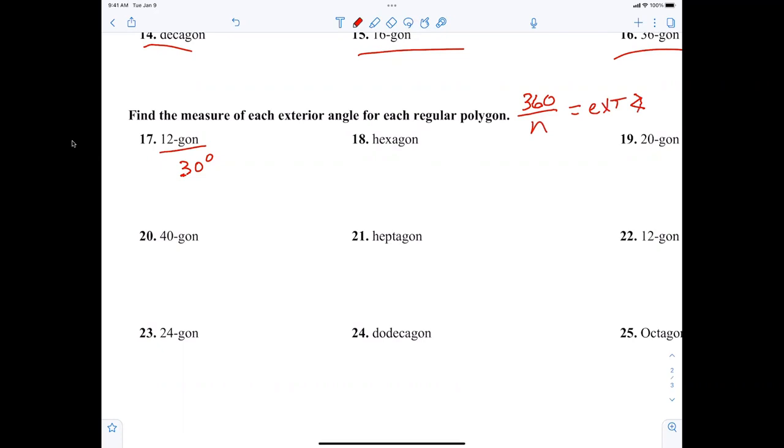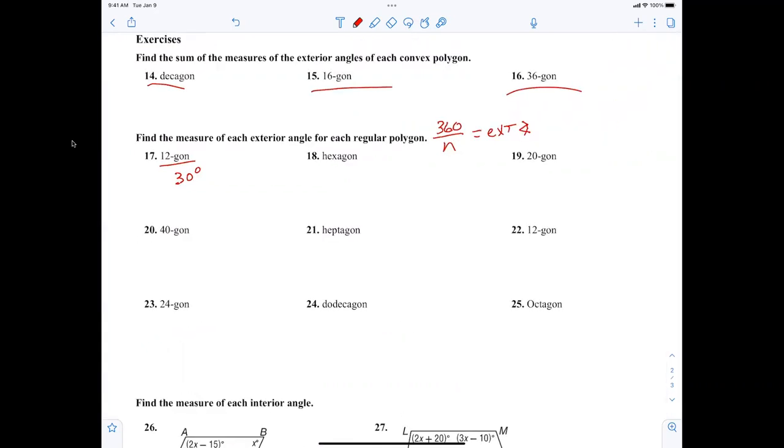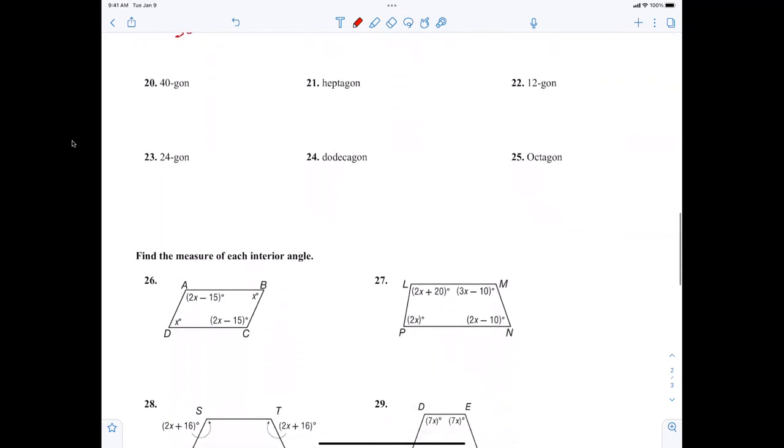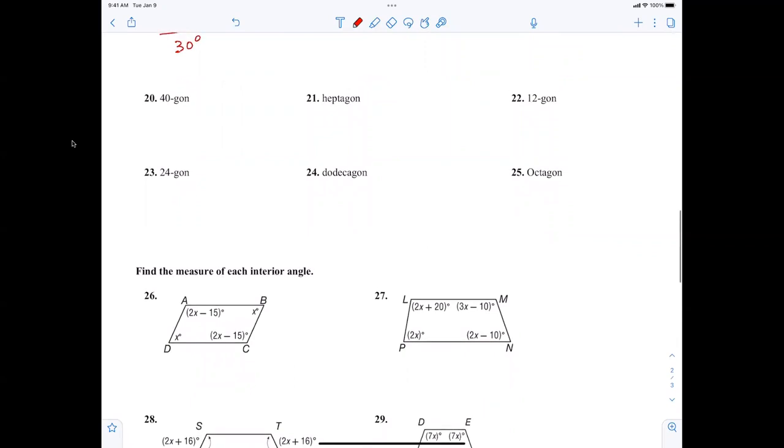All right. If you feel like that's a lot, just keep writing it down. But I just feel like everyone should know that. Everybody's good? Anybody have any issues with that? What's a dodecagon? Dodecagon is how many sides? That would be 12. Dodecagon is 12.